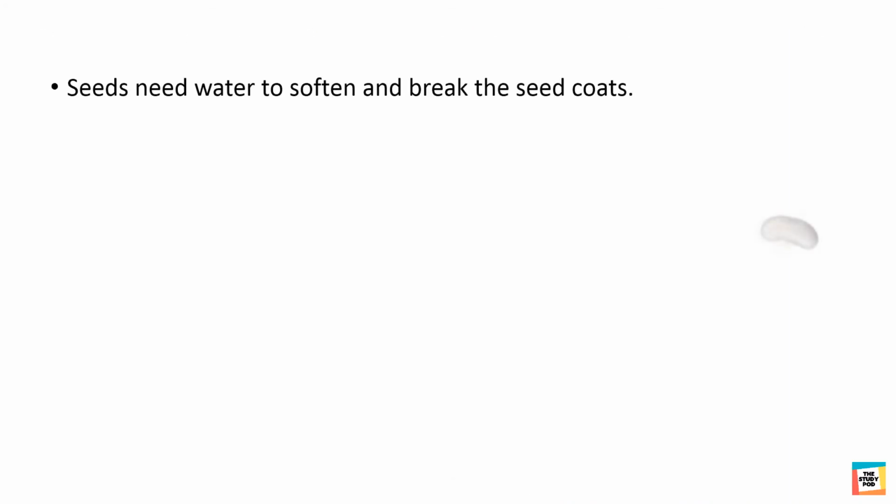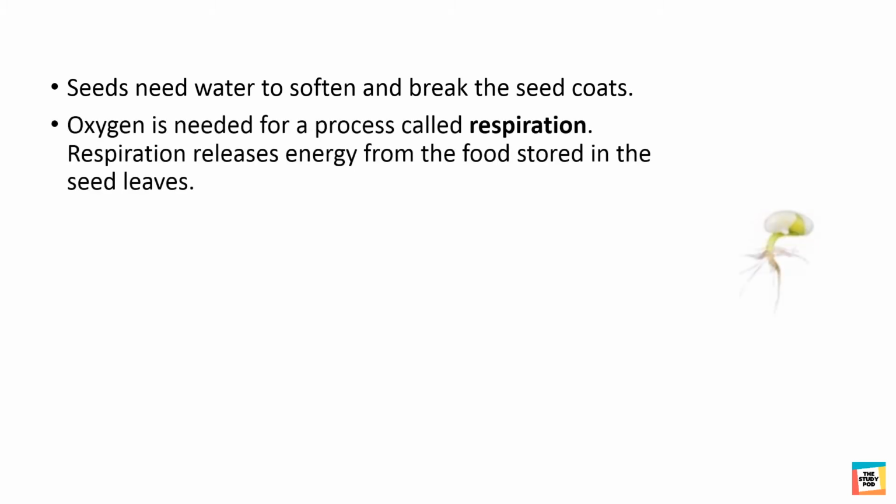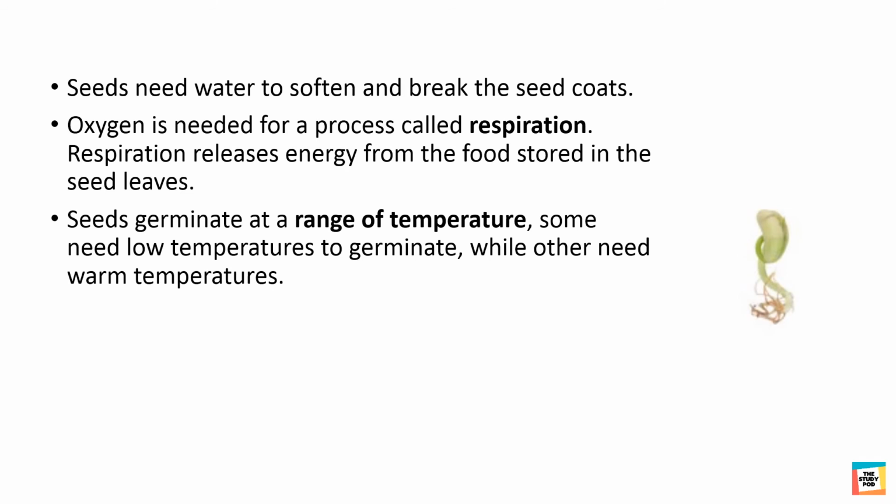Seeds need water to soften and break the seed coats. Oxygen is needed for a process called respiration. Respiration releases energy from the food stored in the seed leaves. Seeds germinate at a range of temperatures. Some need low temperatures to germinate, while others need warm temperatures.